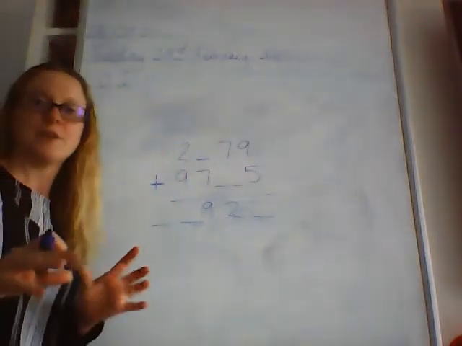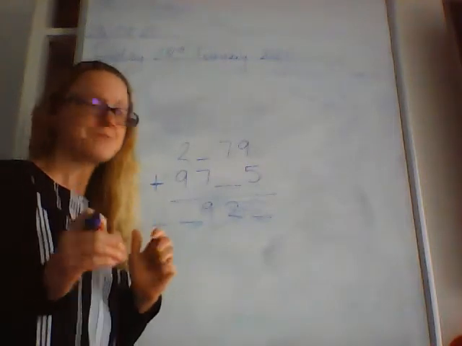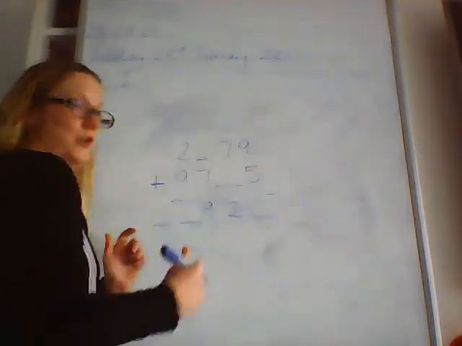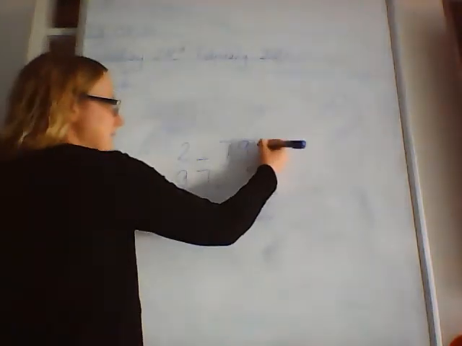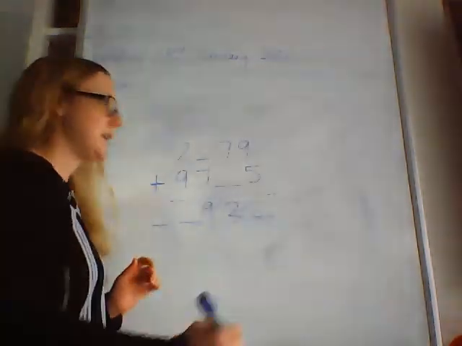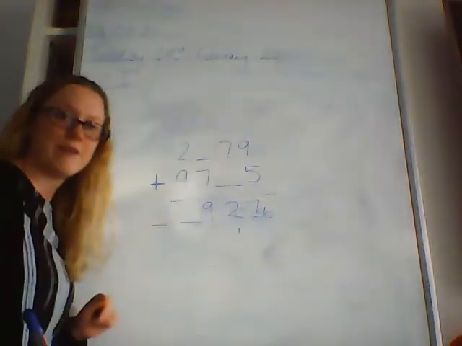And it's a lot simpler than it looks. All I'm going to do is use my addition skills. So I'm going to start in the units column because that's what I always do when I'm doing addition. I'm going to say 9 add 5 is 14. So that missing digit there is a 4. I need to carry a 1.